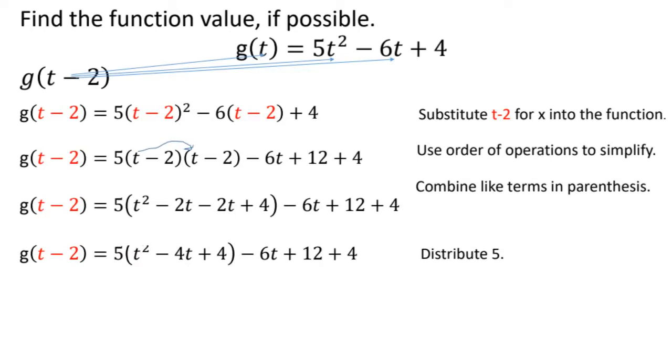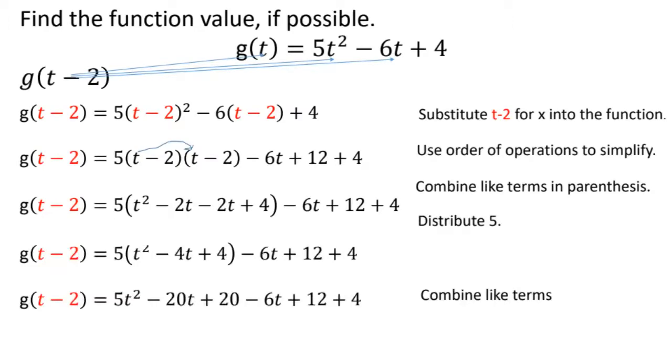Okay, then I need to distribute the 5. So when I distribute the 5, I'm going to get 5t squared. So 5 times t squared is 5t squared. A 5 times a negative 4t is going to give me a negative 20t. And a 5 times 4 is 20. So since I've distributed, I can get rid of my parentheses. I have minus 6t plus 12 plus 4.